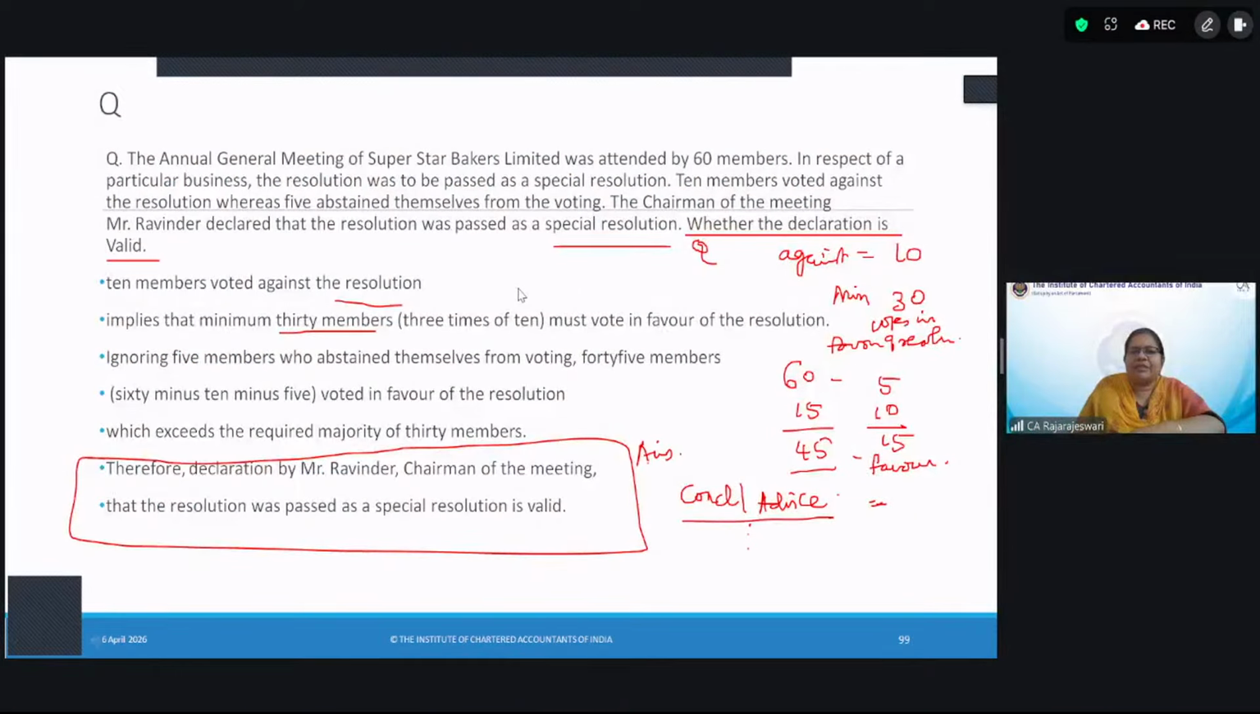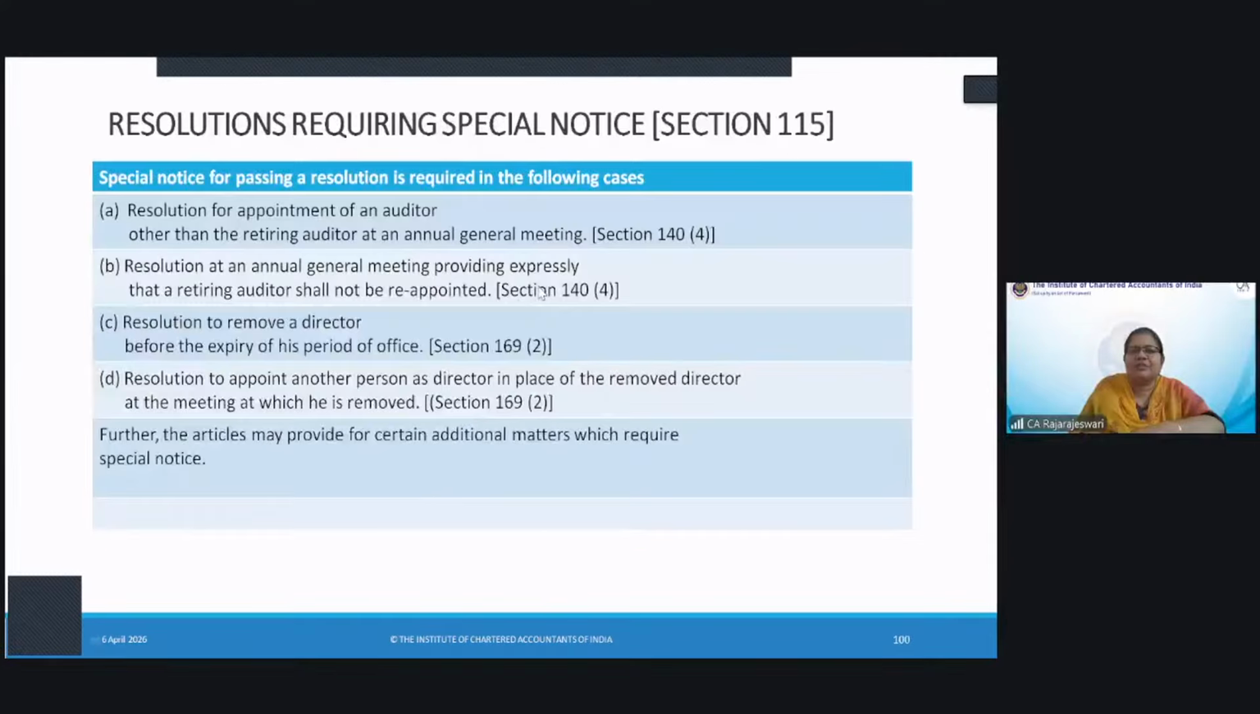Okay. So, welcome after the break. We'll continue with resolutions requiring special notice. That is where you have to give that special notice to the shareholders or to the members. So, special notice is required. Apart from that resolution, you should also give a notice stating what you are passing this resolution for, and the details, so that the members will be clear in giving their consent.